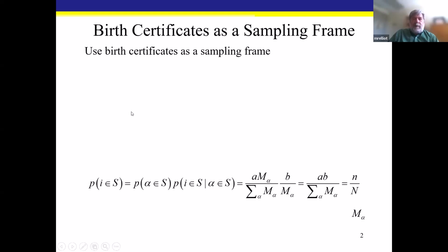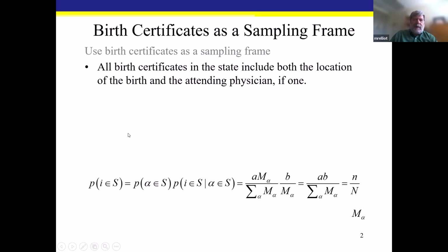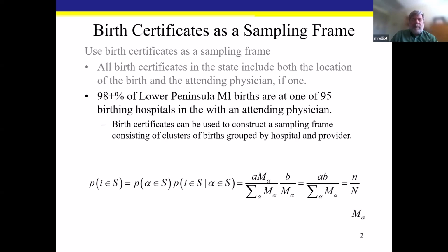Okay, so birth certificate as a sampling frame. This is not a unique idea, although it's not terribly common. At least I was introduced to it through Nigel. And I think the way we're using it here is, if not unique, pretty close. But very cool also. So the idea is basically that all birth certificates in the state include both the location of the birth and the attending physician if there was one.